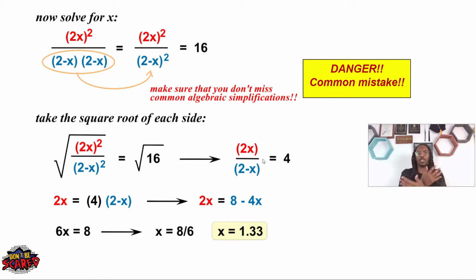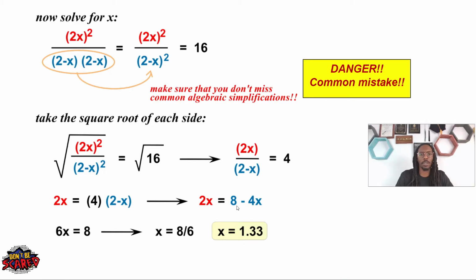And then we can just cross multiply. Remember that this is over 1, so it's going to be 4 times 2 minus x, and 2x times 1. So it's going to look like this: 2x equals 4 times 2 minus x. We got to distribute. So you got to remember 4 times 2 is 8, 4 times minus x is minus 4x. And then we can just solve for x.